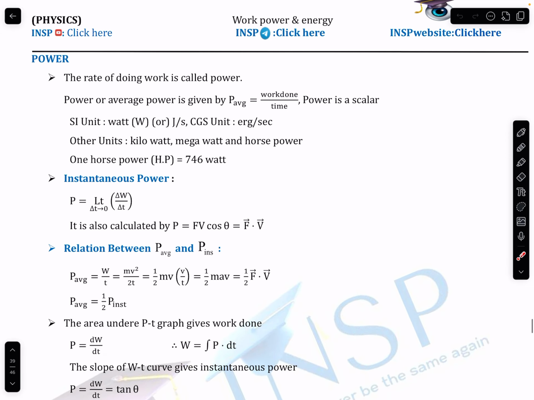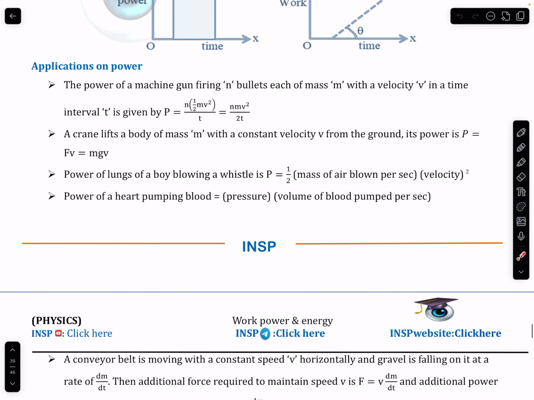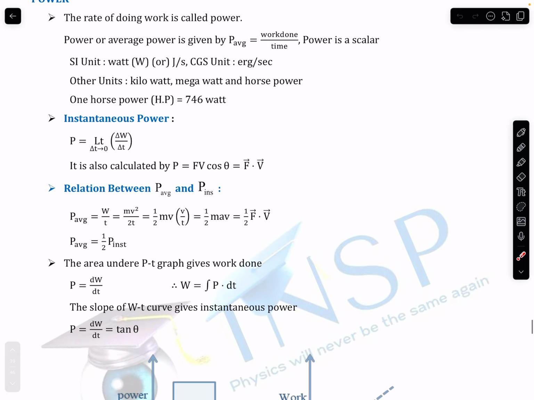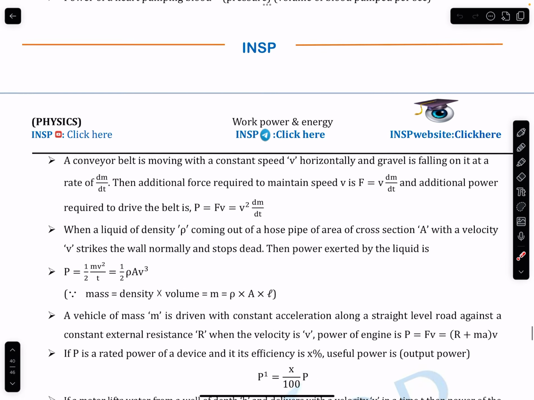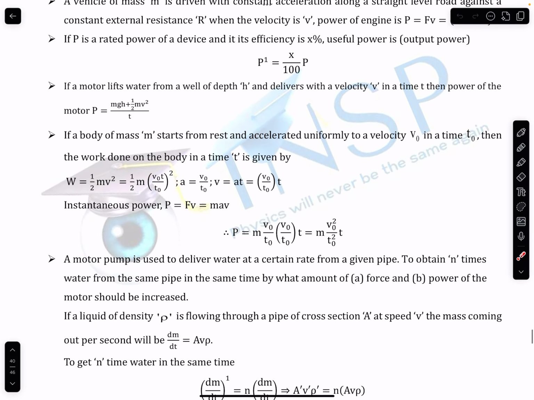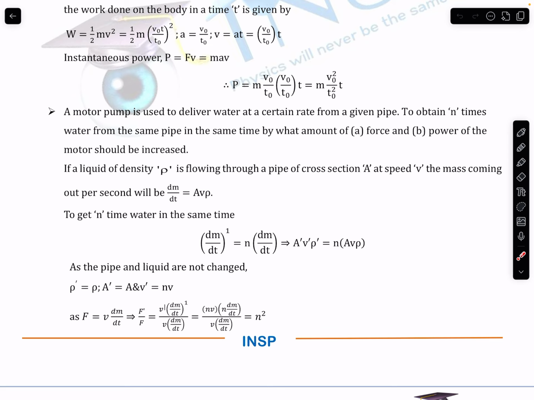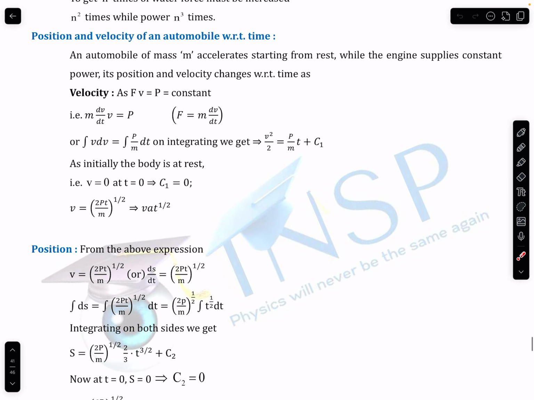And similarly, some more things about power. So I think this is the easy part, application of power. You can see, if you want, you can take a screenshot of this. Then this part. After this, there are some points related to power. Then working of motor pump also, like work done against the gravity plus change in kinetic energy. Position and velocity of an automobile with respect to time. So normally they will give the power.